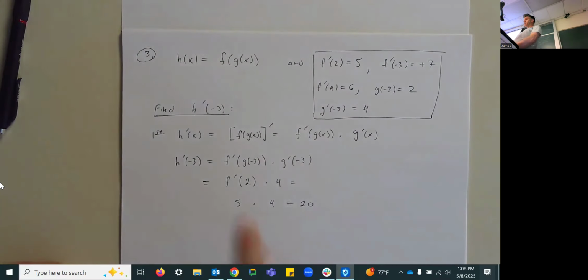So I didn't use 2 of the things they gave me there. That's fine. I didn't need to.